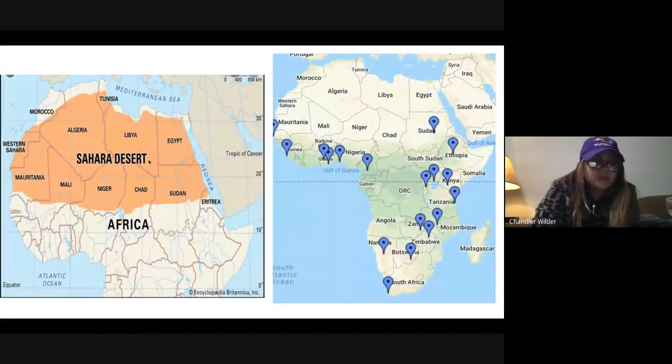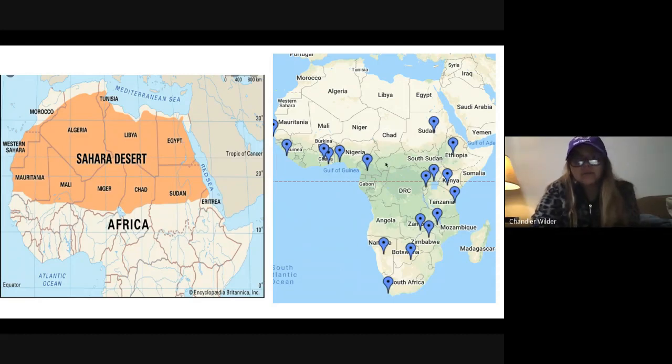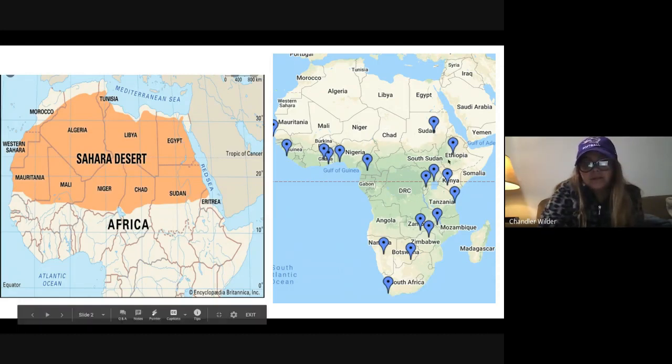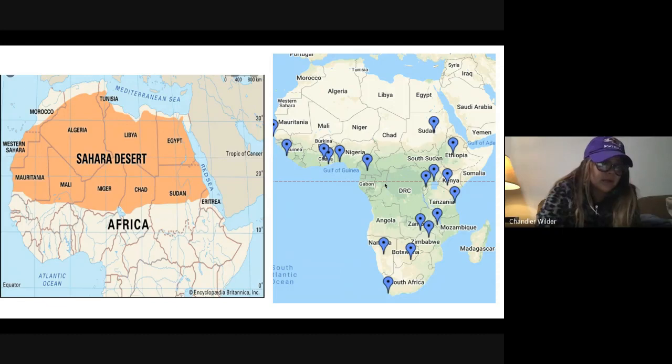On this page, if you see the picture to the left, you can see that the Sahara Desert takes up the majority of the northern part of Africa. And if you look on the picture to the right, you can see in the green where the Sub-Saharan Africa starts. That's the divide between the two different parts of Africa. The Sahara Desert is the largest desert in the world. It spans 3.5 million square miles.